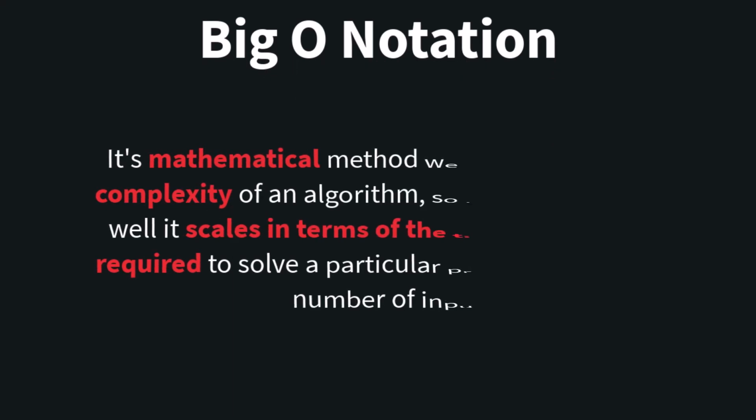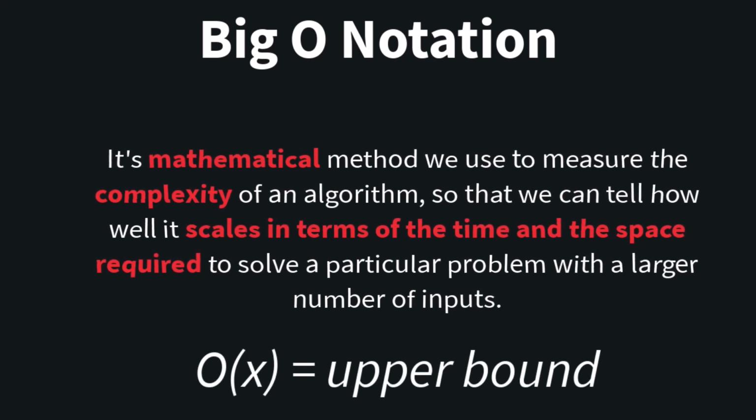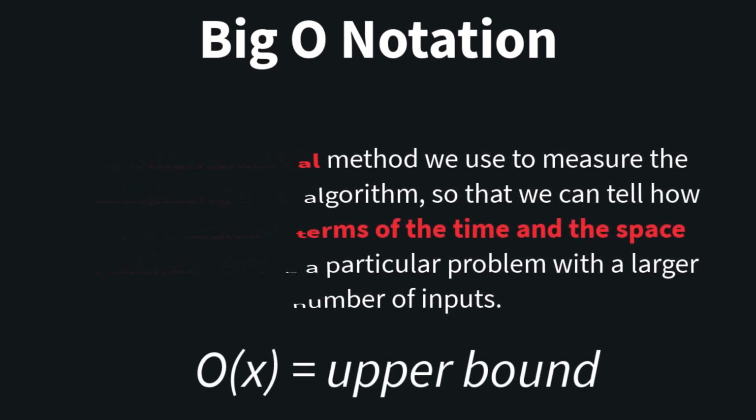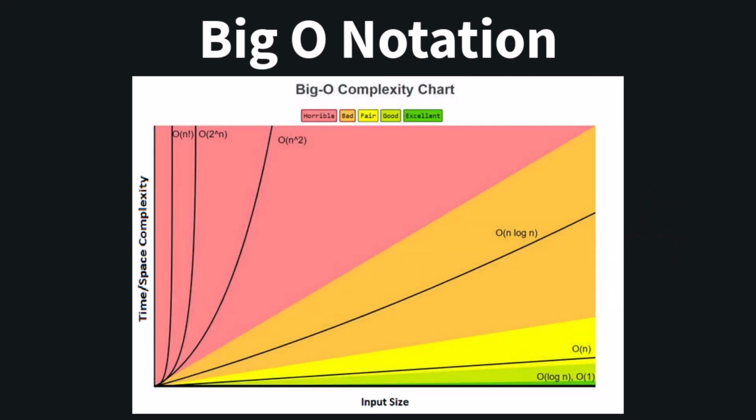So what's Big O notation? It's basically a mathematical method we use to measure the complexity of an algorithm. Therefore, we can tell how well it scales in terms of the time or the space it needs to solve a particular problem with a larger number of inputs. Big O notation is usually denoted by the capital letter O. It represents the upper bound of an algorithm's time or space complexity, as shown in the figure. We can see that the time or space complexity changes according to the input size denoted by the letter N. The more the curve goes up, the more the complexity increases.